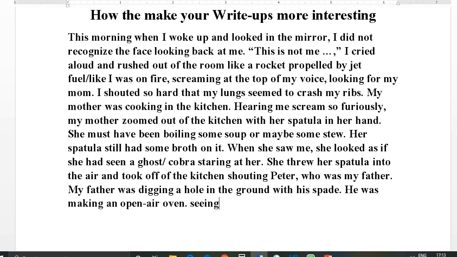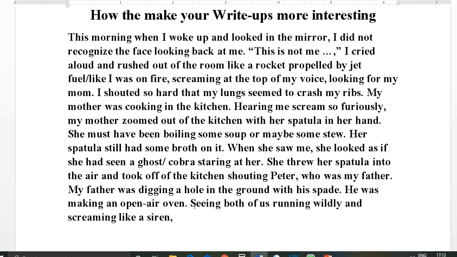Not noticing, seeing both of us running wildly and screaming like a siren. Again, simile, screaming like a siren. He was shocked out of his enterprise. Now we are using the word enterprise here to create some fun, because the job of digging a hole is not a huge thing, but we are calling it a huge thing. So, an exaggeration once again, shocked out of his enterprise.